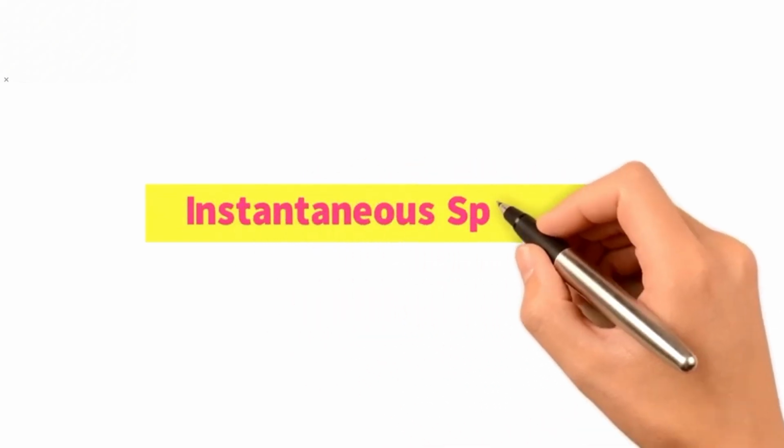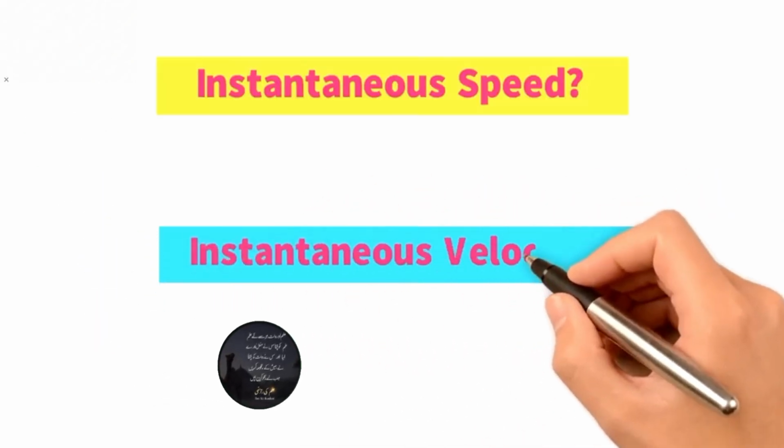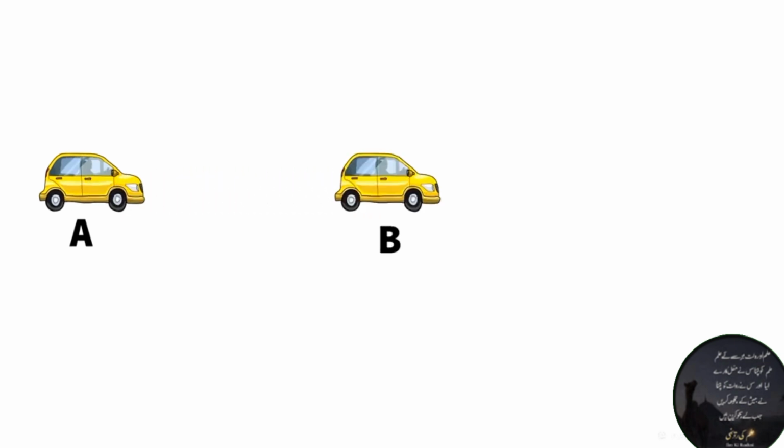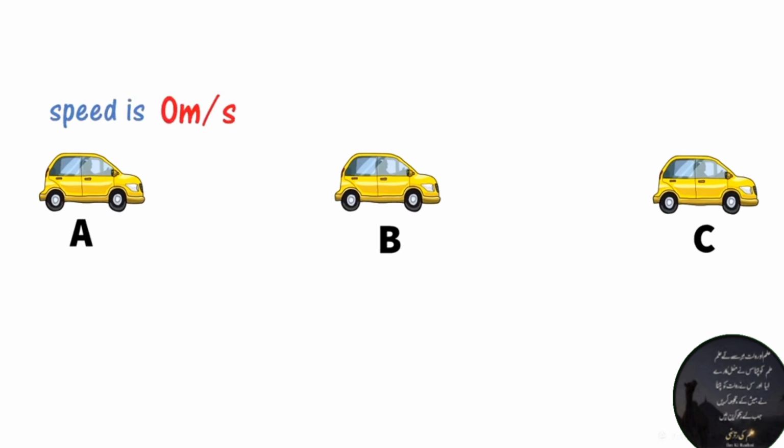What is instantaneous speed and what is instantaneous velocity? If a car is standing at a point A, moving to the point B, and from point B moving to the point C. Initially the car was standing at point A and its speed was 0 meter per second. When the car was crossing the point B, we noted down that the speed of the car was 7 meter per second. And when the car was crossing the point C, its speed was 12 meter per second.